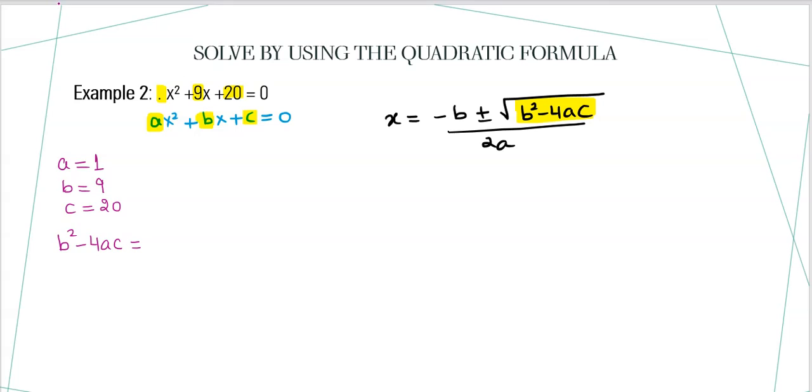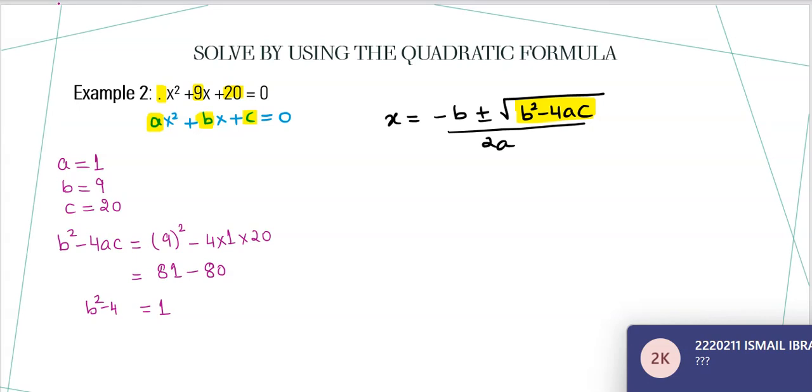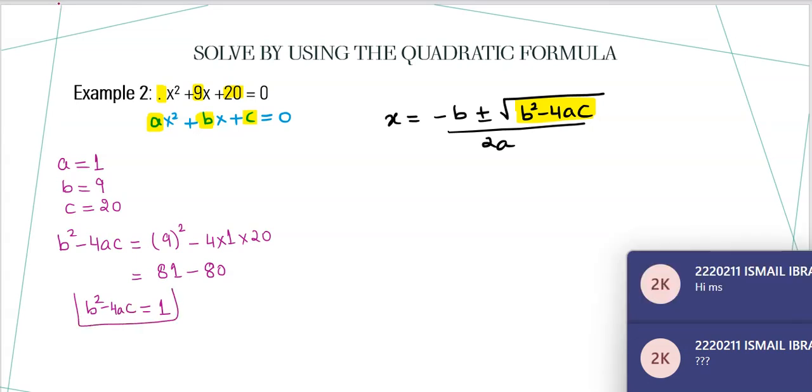Now the value of b is 9, so it is 9² − 4 times a, which is 1, and c, which is 20. When you solve it, what do you get? 9² means 9 multiplied by 9, which is 81. 4 multiplied by 1 gives you 4, and multiplied by 20, 4 × 20 gives you 80. So this gives you the value of b² − 4ac as 1.